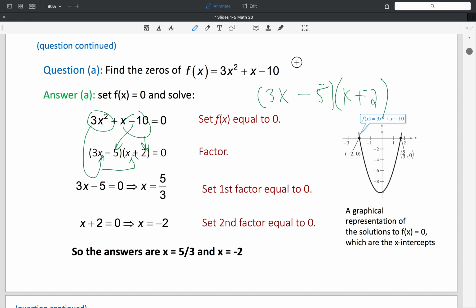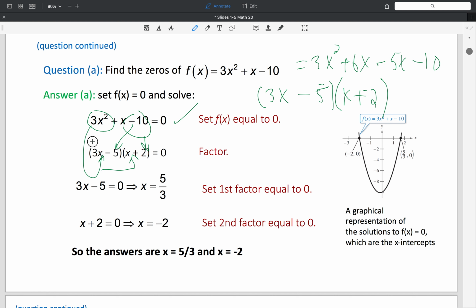And I multiply it out and I get 3x squared minus 6x plus 5x minus 5x plus 6x minus 10. And so that's equal to that. So that's a quick review of factoring.